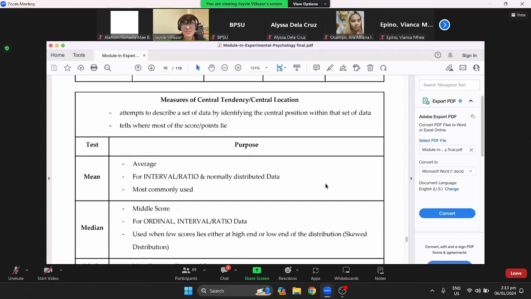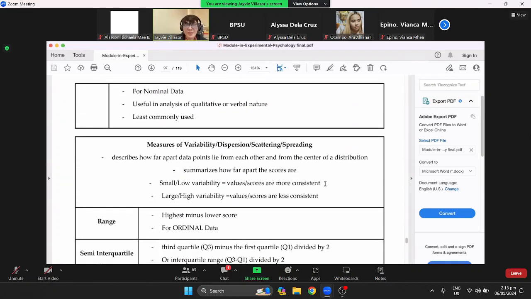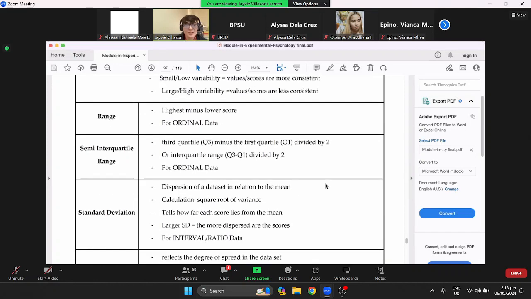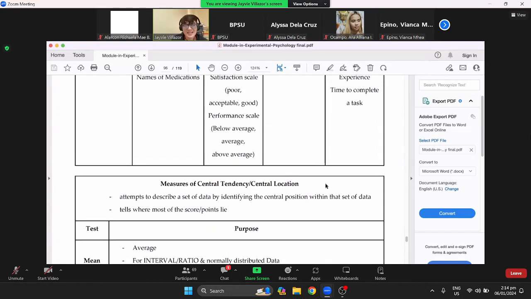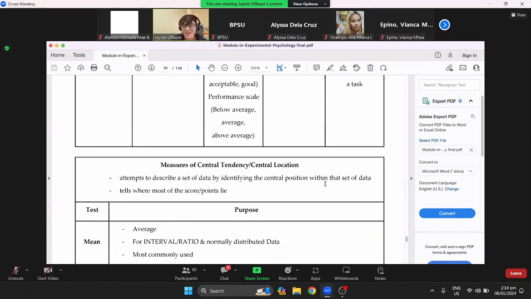Next naman is let's proceed with descriptive stat. Okay, sa descriptive stat, dalawa lang naman yan. Ano ba yung mga types ng descriptive stat? Measures of central tendency or central location or measures of variability. Okay, sa measures of central tendency, again, it has something to do with mean, median, tsaka mode. Okay, sa measures of variability naman, we have range, semi-interquartile range, standard deviation, and variance. Okay, but here, guys, again, na-topic nyo na to sa psychological statistics nyo, we're just going to focus on ano ba yung mas gagamitin natin sa experimental psychology. Okay po? Ayan.